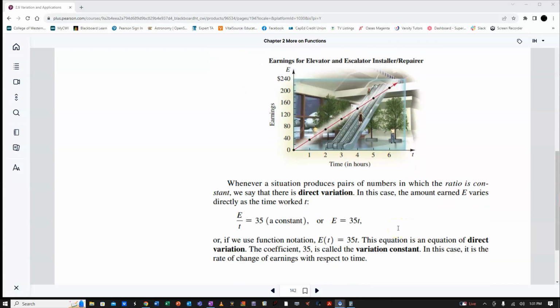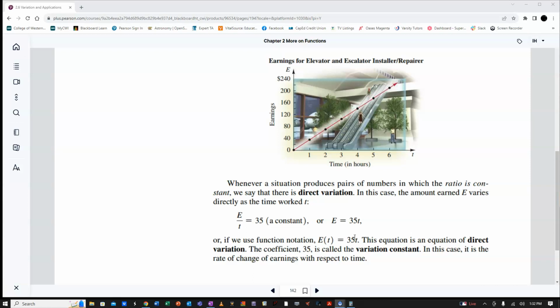Now, whenever a situation produces pairs of numbers in which the ratio is constant like this, we say that we have a direct variation. And in this case, the amount earned, E, will vary directly with the number of hours worked, T, where E divided by T will equal this constant 35. We can express that as well as E is equal to 35 times T. So in this sense, we can define a function that is the earnings that depends on the time worked T. And this is the general form of an equation of direct variation.